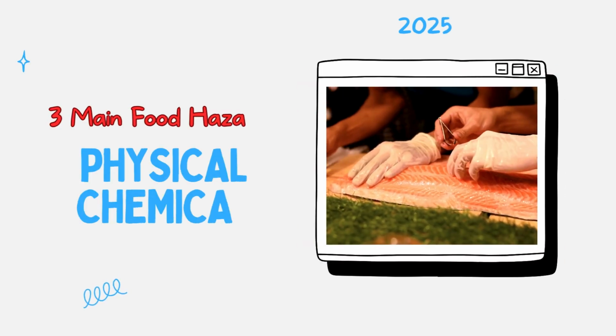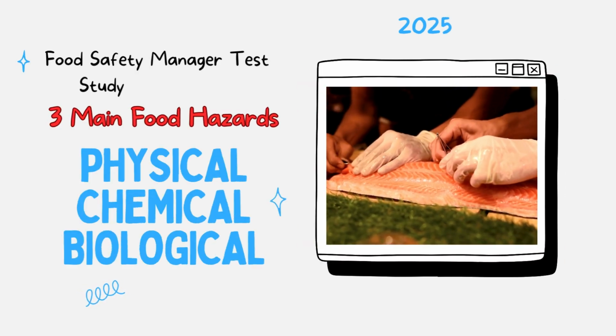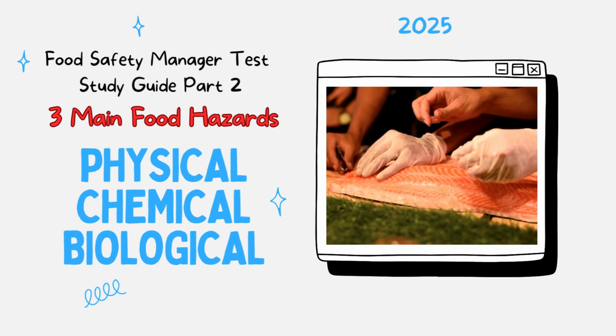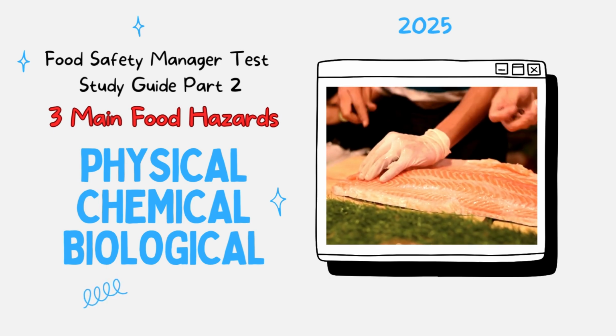Welcome. Today we are going to discuss the three main food hazards: physical, chemical, and biological. These are important because they can all result in serious injury or even death.